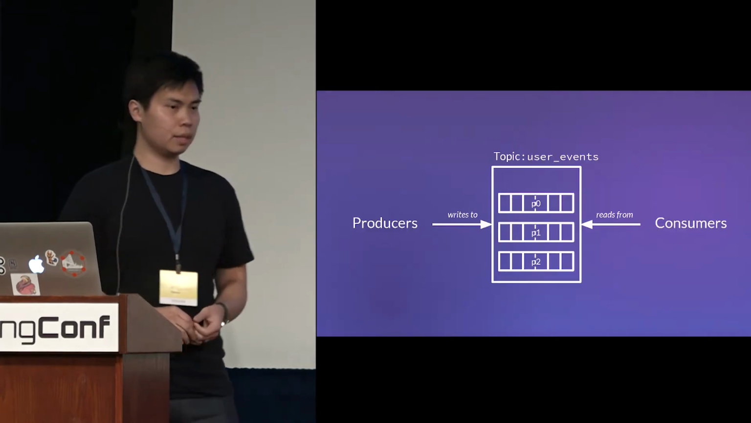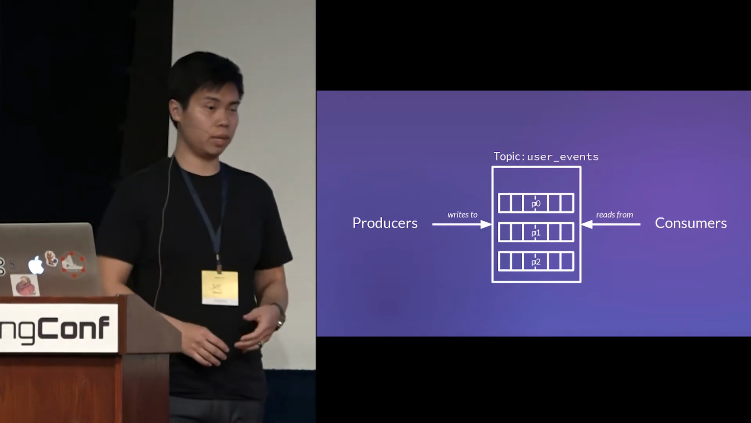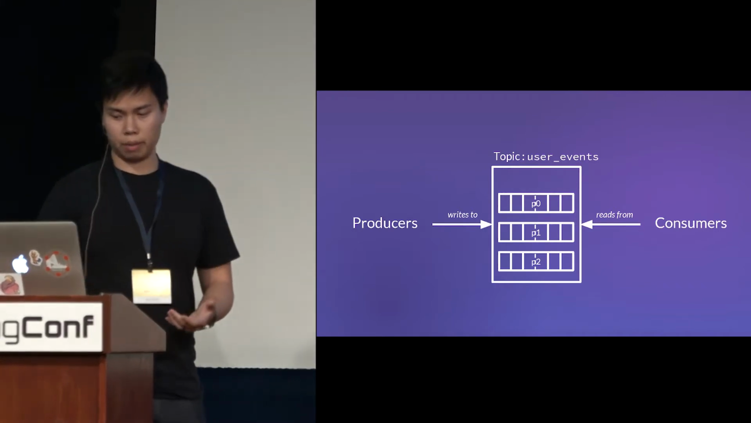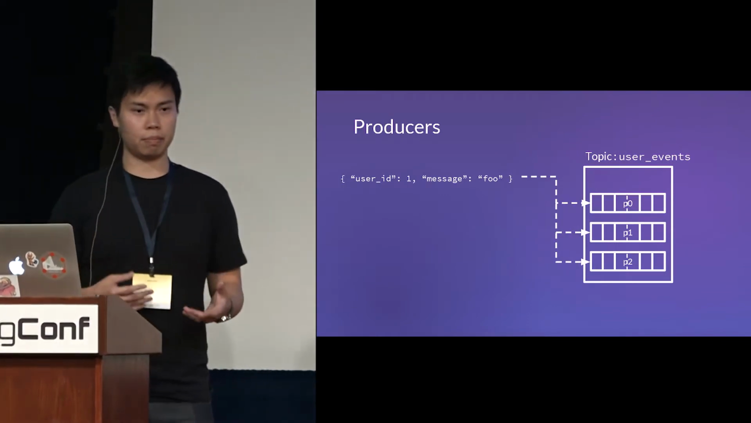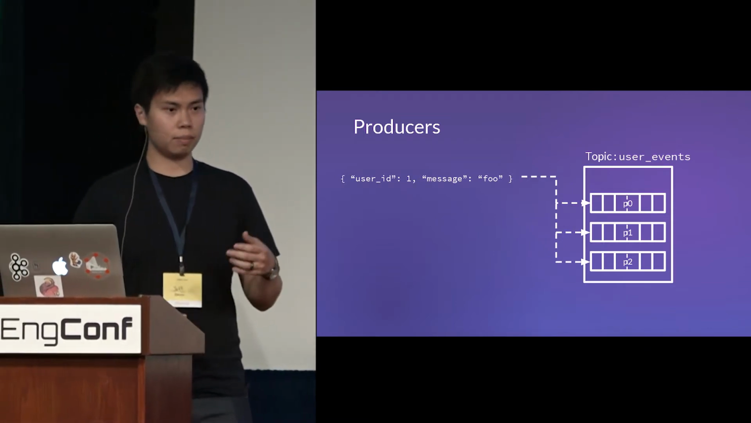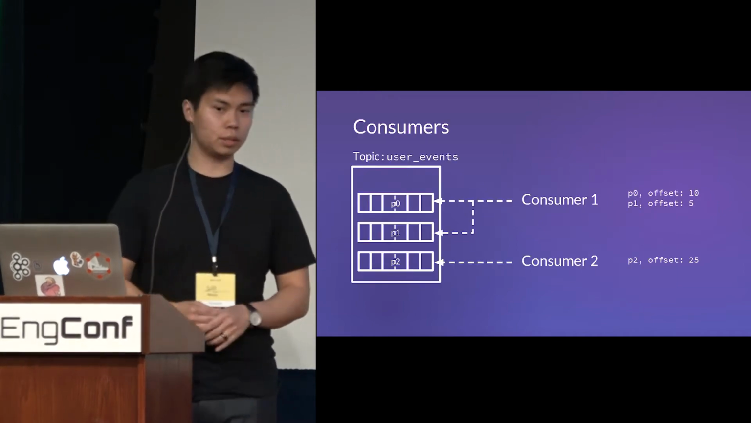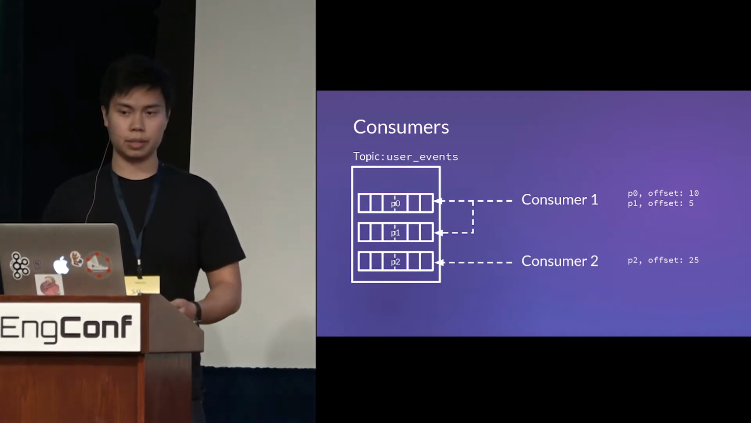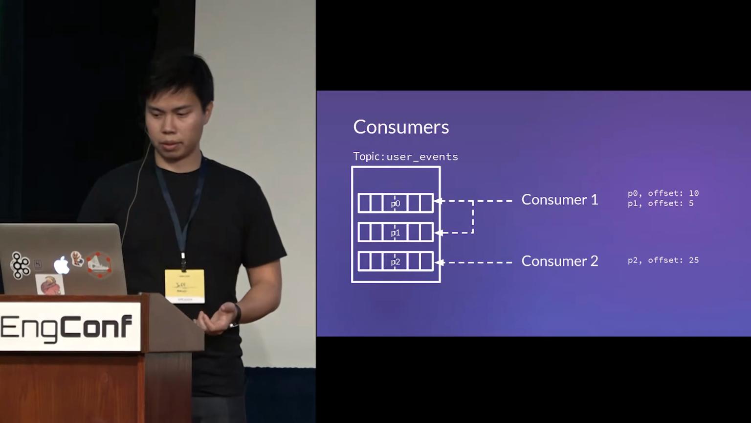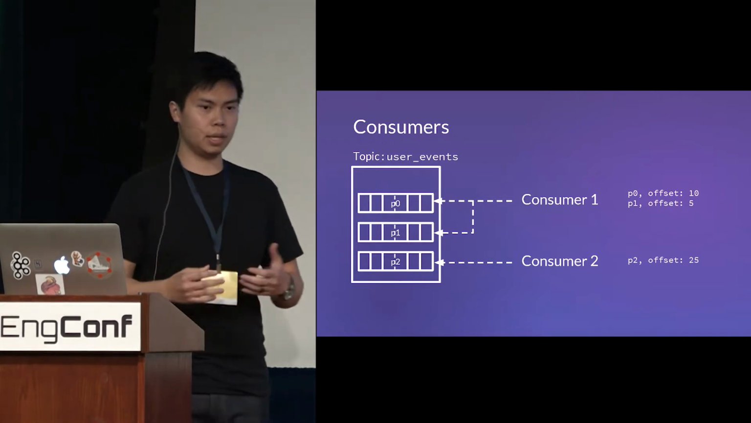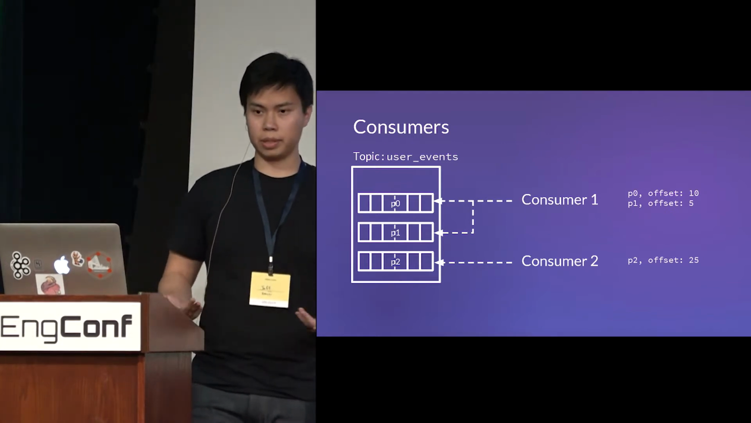Now, on the client side, we have producers and consumers, and these guys simply just write to or read from a topic, where a producer, although it writes to a topic, more specifically, it writes to specific partitions determined by some key. And otherwise, we have consumers, which simply just read from their assigned partitions. So pretty straightforward so far, but the interesting thing about consumers is that they maintain their own offsets or progress of where they read up to for each partition.